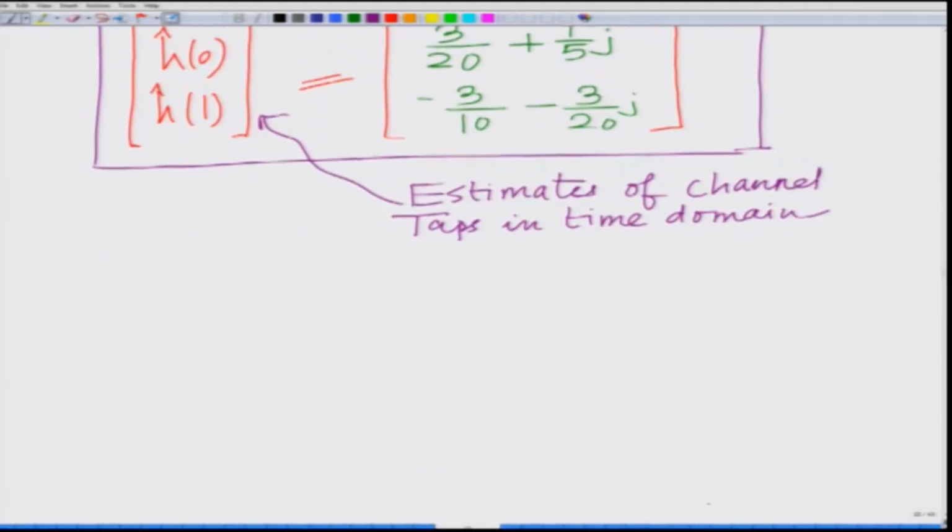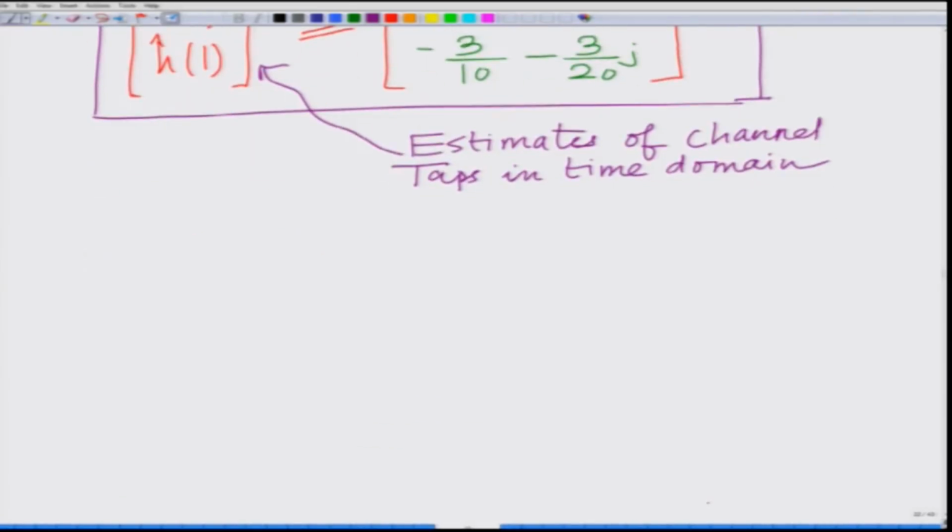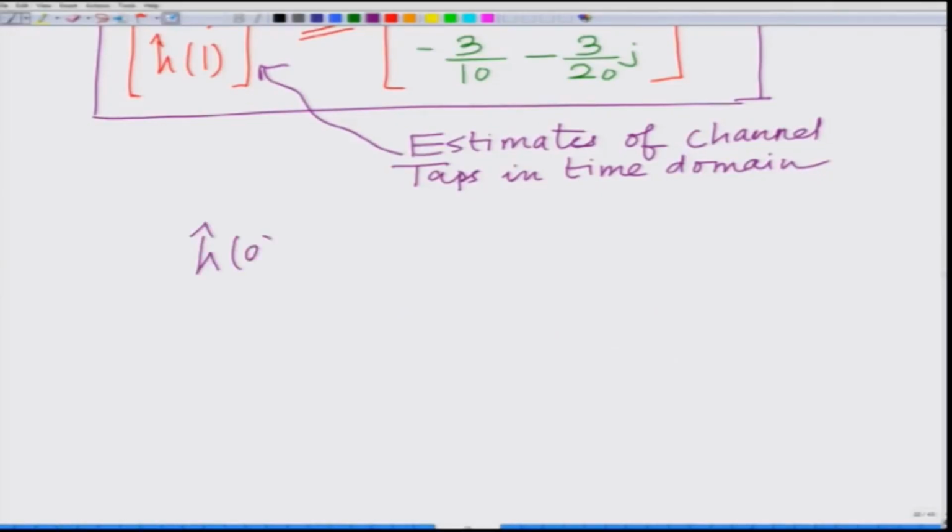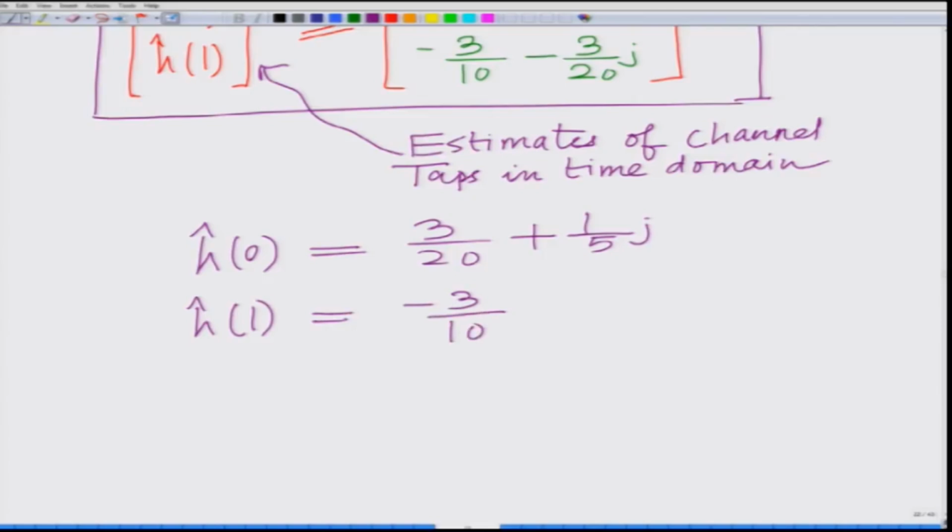Okay. So, what we have computed are the estimates small h hat 0 and small h hat 1, and these are given as small h hat 0 equals 3 by 20 plus 1 by 5 j, and small h hat 1 equals minus 3 by 10 minus 3 by 20 j. Okay. So, now we have the estimates of the channel taps in the time domain.